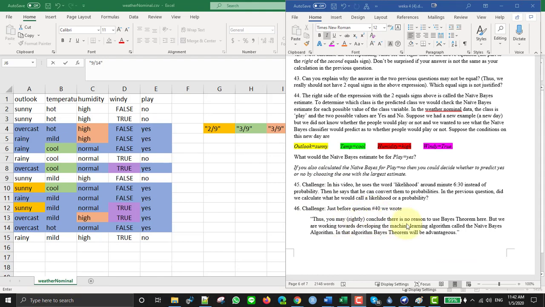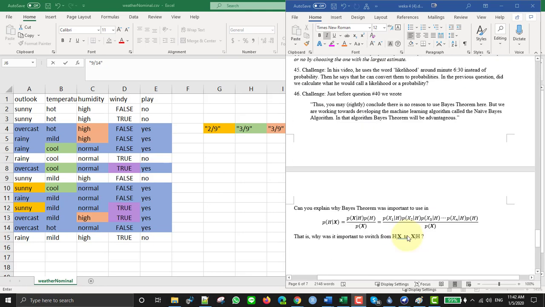Okay, the last question is, just before question number 40, we wrote, thus you may rightly conclude that there is no reason to use Bayes' theorem here, but we are working towards developing the machine learning algorithm called the naive Bayes algorithm. In that algorithm, Bayes' theorem will be advantageous. Can you explain why Bayes' theorem was important here? That is, why was it important to switch from here to here? So we started out with this, but we decided to use Bayes' theorem. But we said earlier that there didn't seem to be any particular reason to use it.